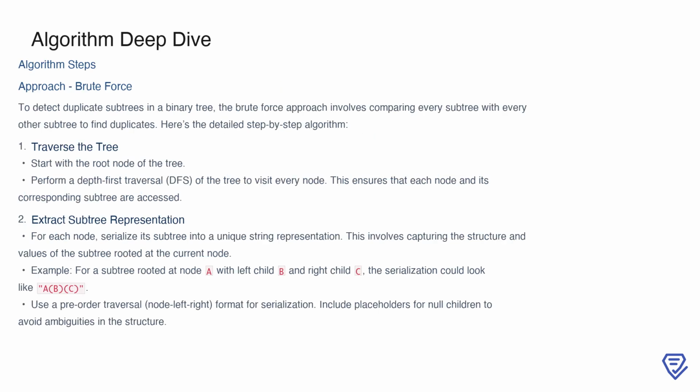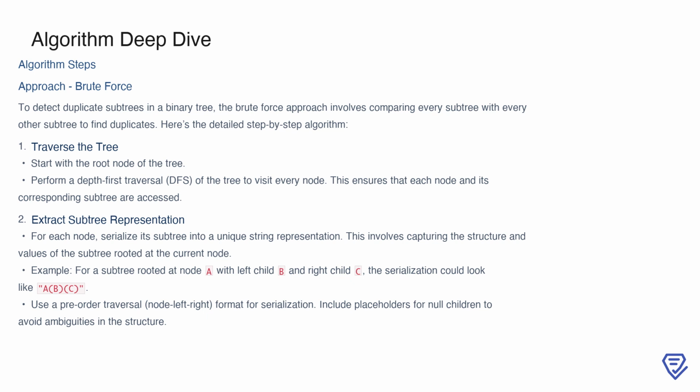To tackle the problem of finding duplicate subtrees, we can start with a brute force approach. The idea is to compare every subtree with every other subtree in the binary tree. First, we traverse the entire tree, beginning at the root node. A depth-first traversal, or DFS, is used to ensure that each node and its corresponding subtree are visited systematically. Once we arrive at a node, we create a unique string representation of the subtree rooted at that node. This involves serializing the subtree's structure and values into a format that captures both the node relationships and their data.